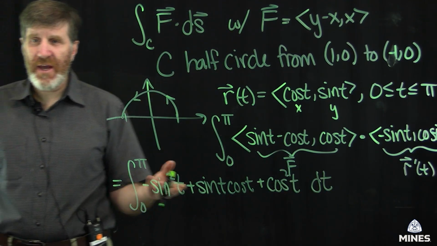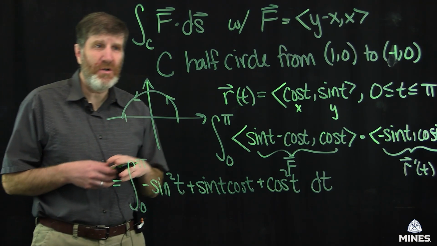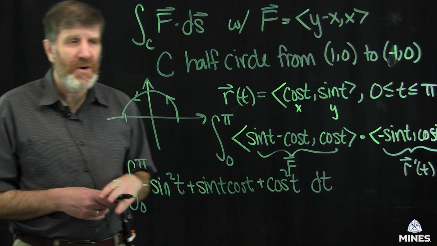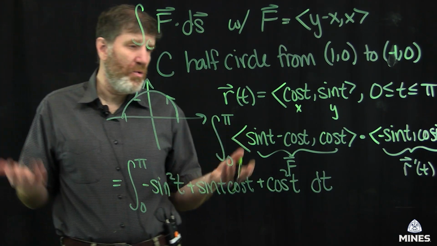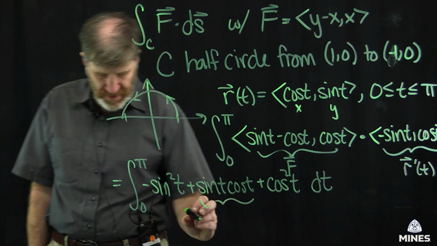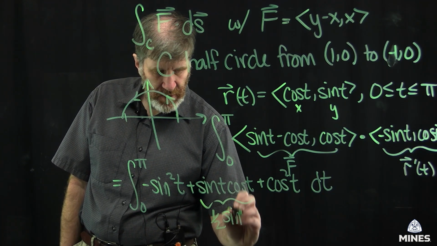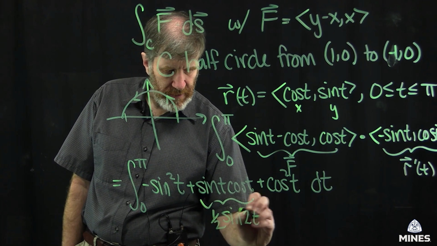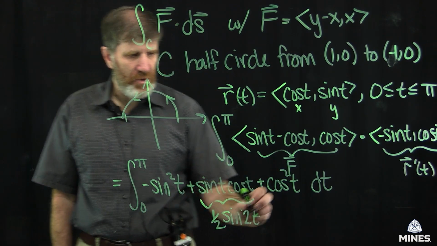This is now a Calc 1 style integral after we've done this parameterization of the curve and the derivative of it and the dot product with the vector field. We're left with an integral in t, and this is an integral that we could do in Calc 1 or Calc 2, and that's what we do. So it turns out there's an identity that helps us here. This is 1/2 sine of 2t. And we know how to integrate sine and cosine.